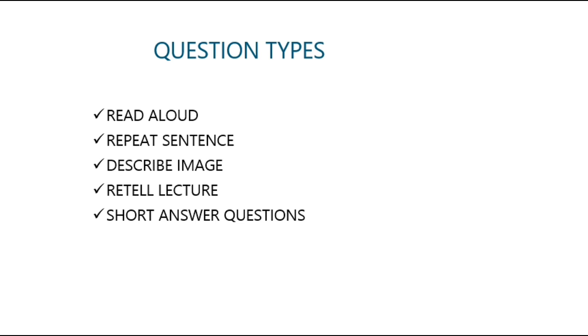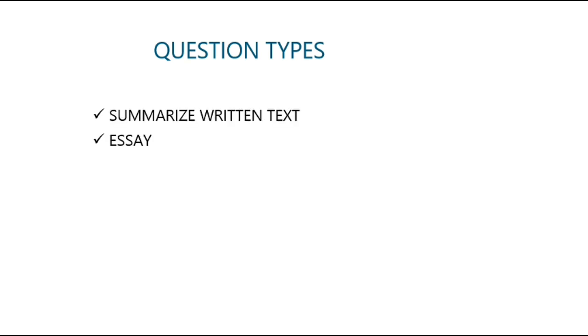Then you have the third important task, that is describe image, as we are given 12 to 15 points for speaking. Then you have the fourth important task, that is retell lecture, as we are given approximately 6 to 8 points in listening and approximately 7 to 8 points in speaking. Then you have the least important task, that is short answer question, as we are given 2 points for listening and 2 points for speaking. First, we have summarize written text, which is the second important task in writing, as we are given approximately 4 to 5 points for reading and approximately 7 to 8 points for writing.